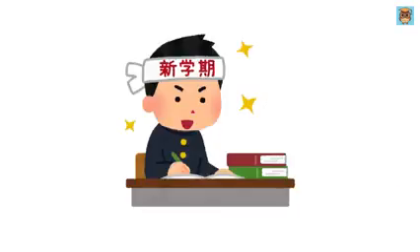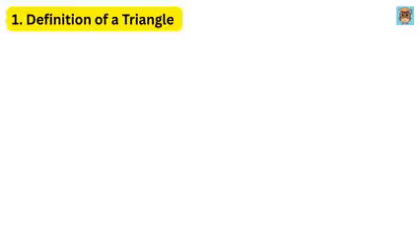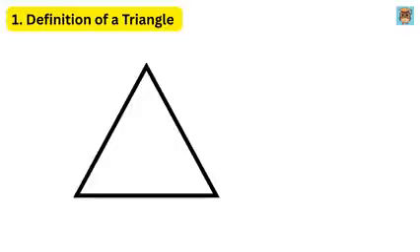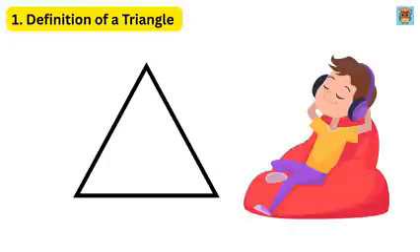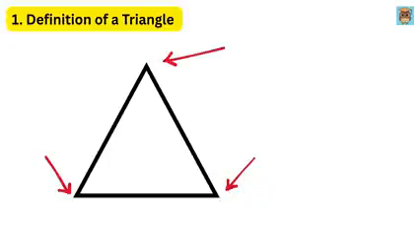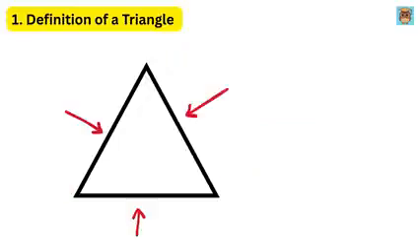Let us begin. 1. Definition of a triangle. A triangle is a shape that has three sides, three angles, and three corners. It is one of the simplest shapes in geometry. These are the corners, also called vertices, of the triangle, and these three lines are the three sides of the triangle. Now, inside every triangle, there are three angles, one at each corner.